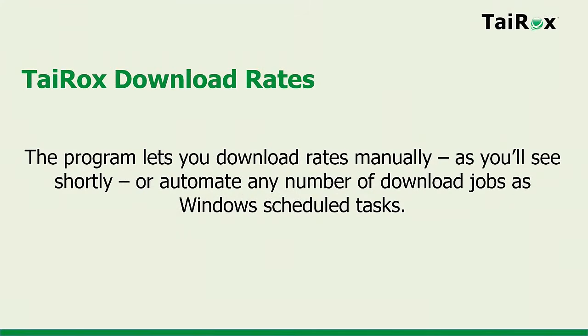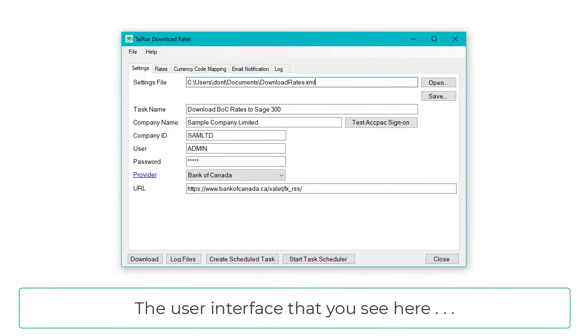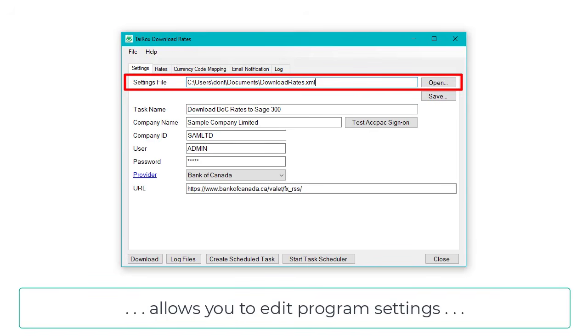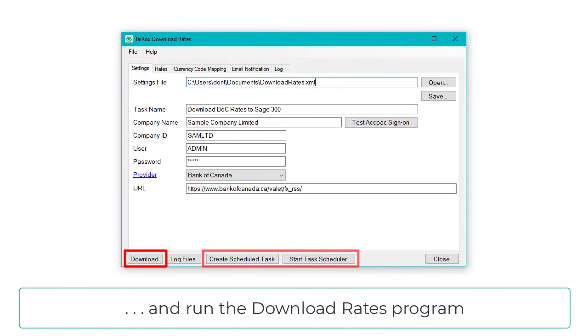The program lets you download rates manually, as you'll see shortly, or automate any number of download jobs as Windows scheduled tasks. The user interface that you see here allows you to edit program settings, create Windows scheduled tasks, and run the download rates program.